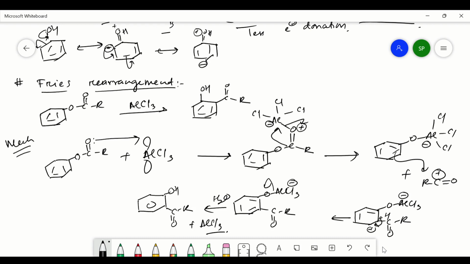Okay, in the next class we will see electrophilic reactions of phenol and different name reactions, and there are some other name reactions we'll see in the next class.